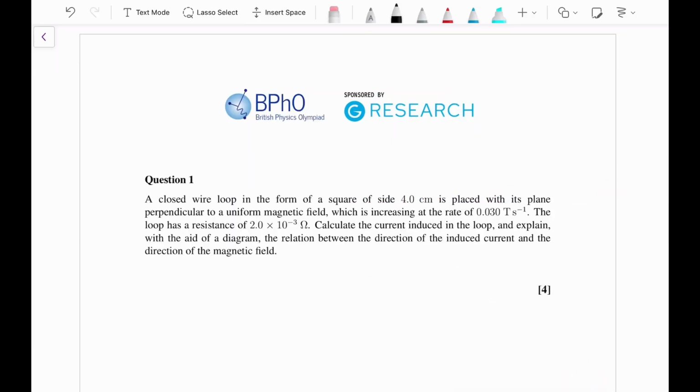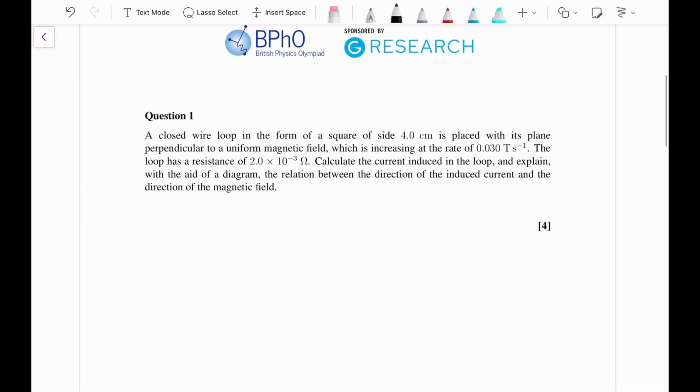In this video, we're going to look at two questions on electromagnetism. Okay, so first of all, it says a closed wire loop in the form of a square of side 4 centimeters is placed with its plane perpendicular to a uniform magnetic field. So I'm going to draw a diagram first, so a basic one.